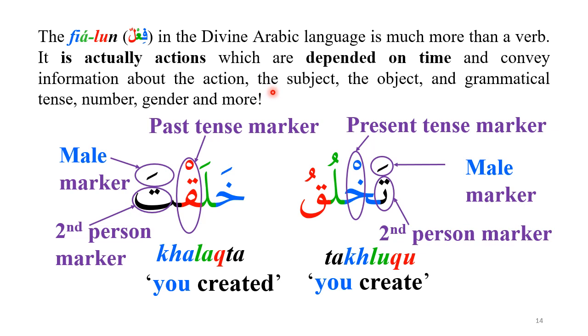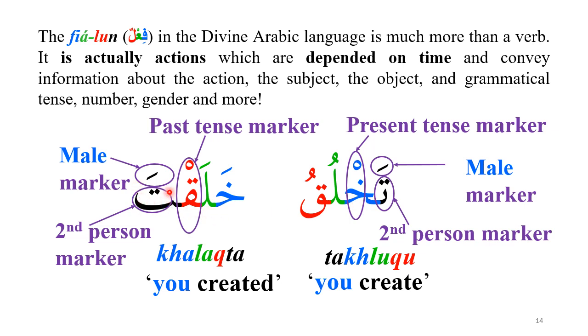Okay, now the fi'l is again not just a verb. Remember, it's much more than a verb. It contains a lot of information, for example about the action, the subject, the object, and grammatical tense, number, gender, and much more actually. So you see, here I show that if you say khalaqta, it means you created, and takhluqu means you create in the present tense, right? In the present tense, takhluqu.